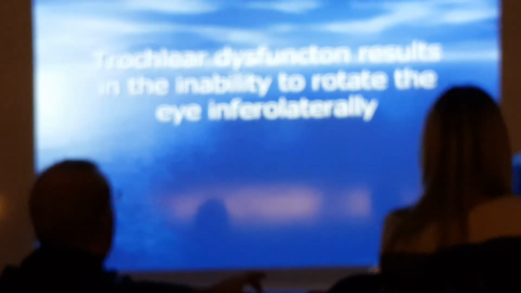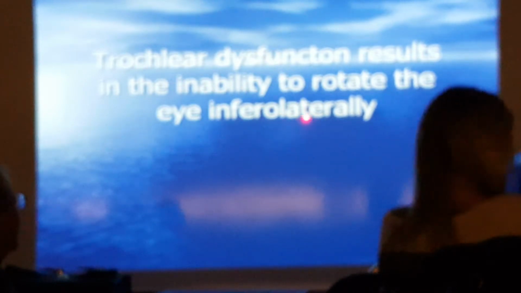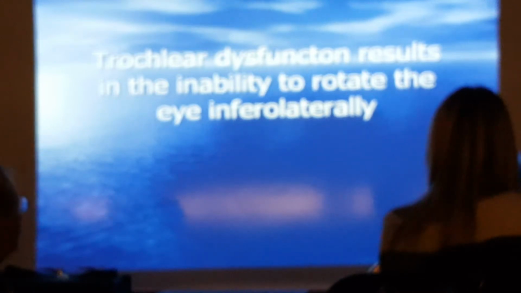Okay, so there it is, it actually comes from around the backside. If you can imagine what an inferolateral eye movement consists of, you can't do that anymore if you have trochlear dysfunction. So, inferolaterally, kind of down and out.